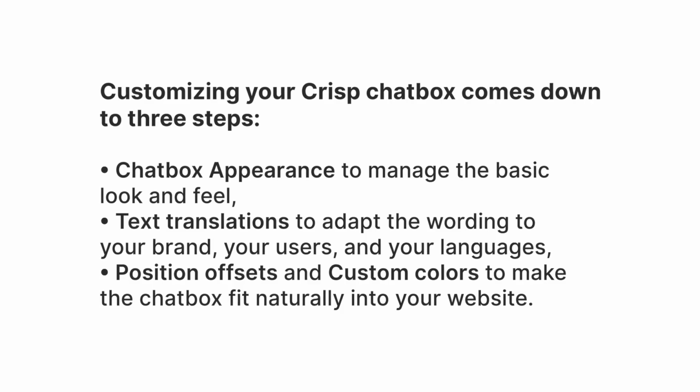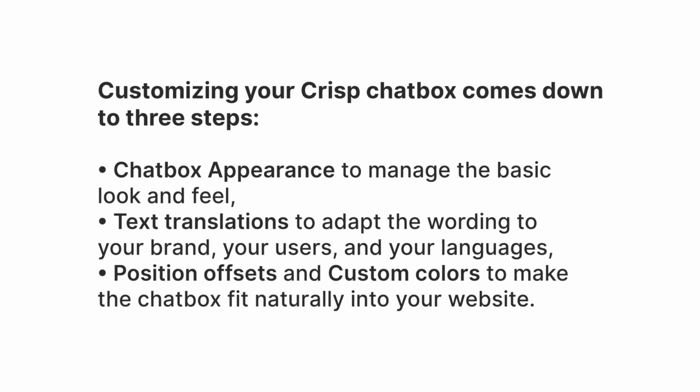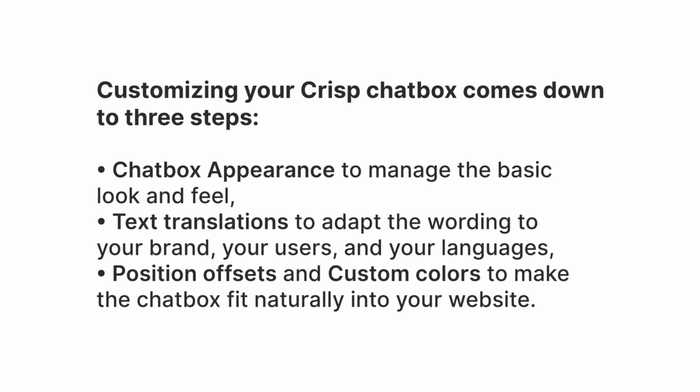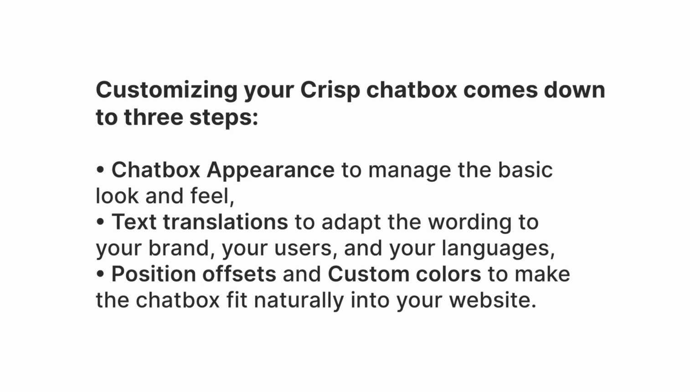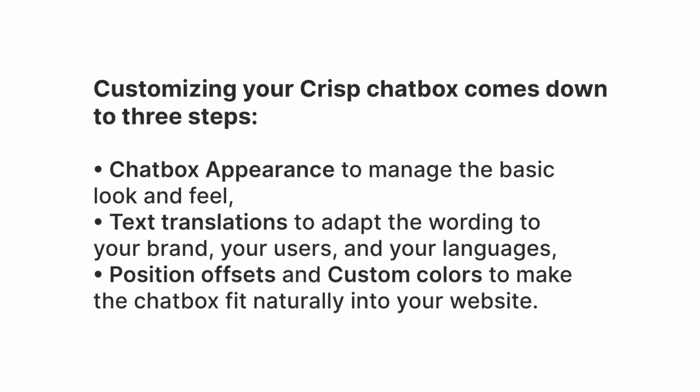To recap, customizing your Crisp Chatbox comes down to 3 steps. First, use Chatbox Appearance to manage the basic look and feel. Second, use text translations to adapt the wording to your brand, your users, and your languages. And third, use position offsets and custom colors to make the Chatbox fit naturally into your website. The goal is very simple: your Chatbox should feel helpful, clear, and part of your product.